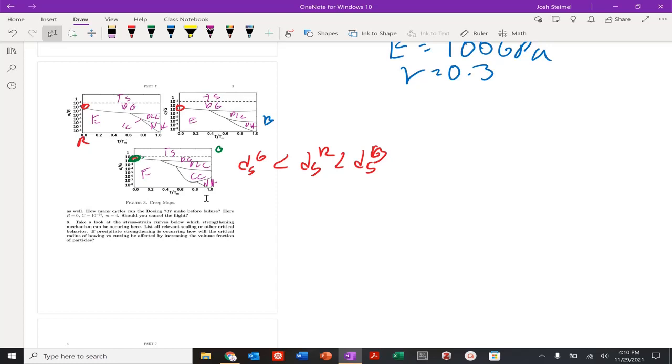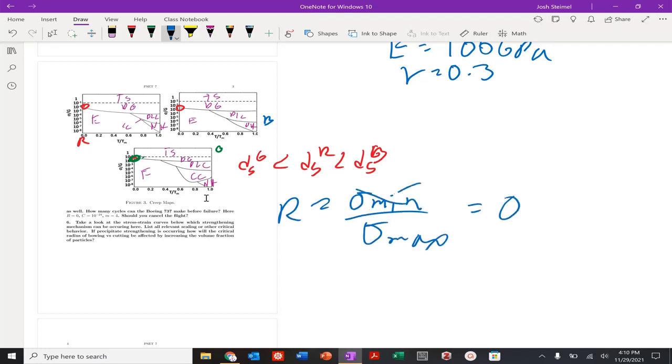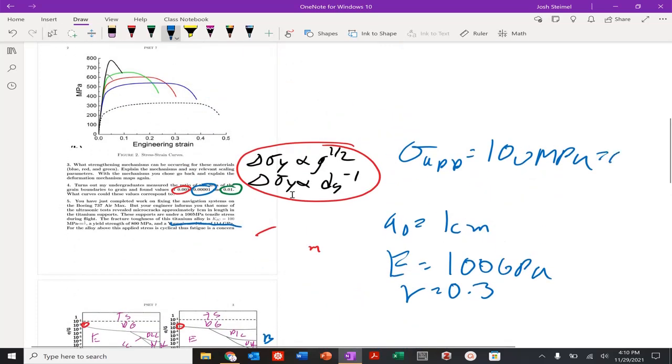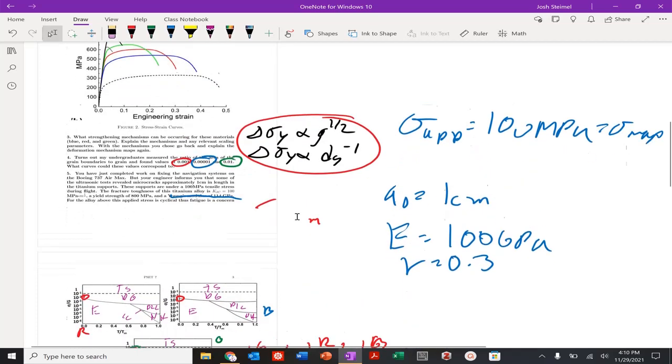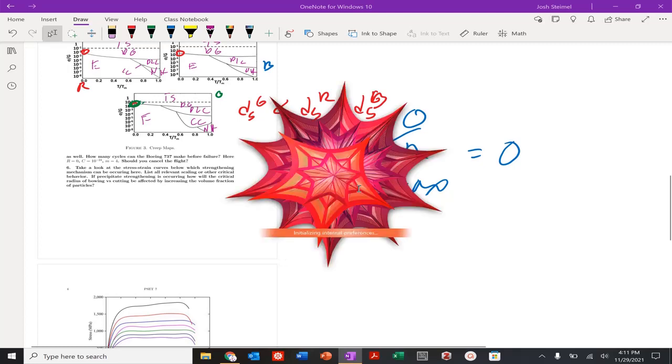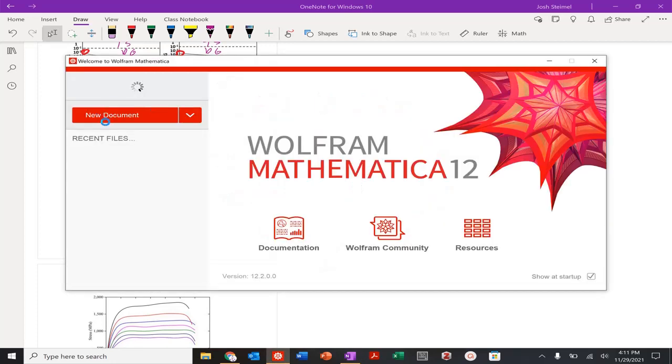So we need to take a look at our expressions, and specifically see what our values are. If R is equal to 0, R is equal to sigma min over sigma max. If this is equal to 0, this is saying sigma min must be equal to 0. So our sigma max is this applied sigma. If I have those values, I can now start to plug into my equations. So let's look back at our expression for our number of cycles to failure.